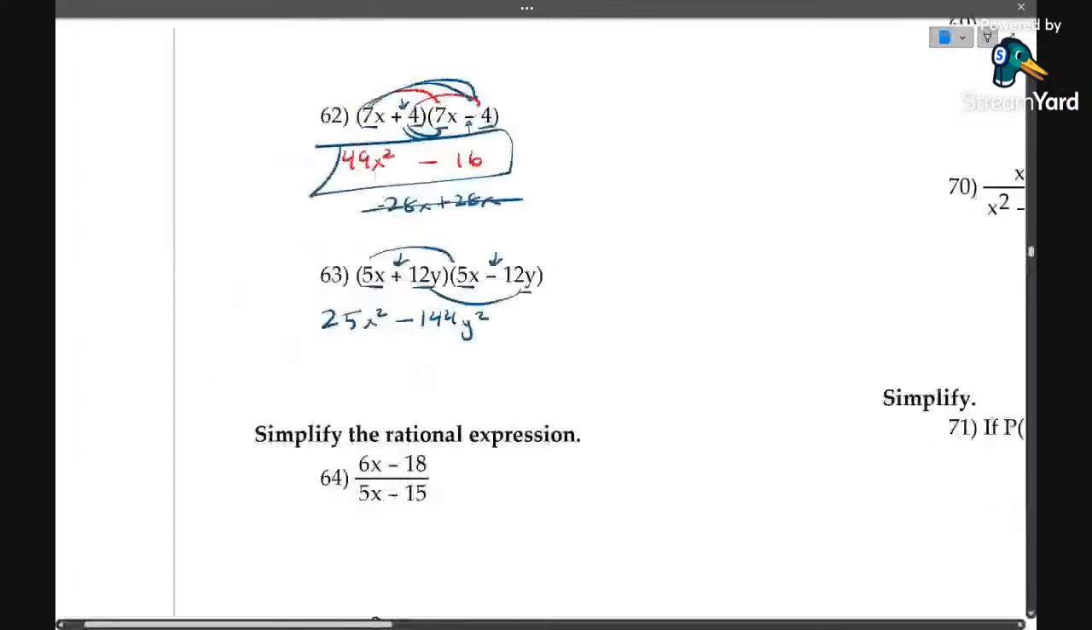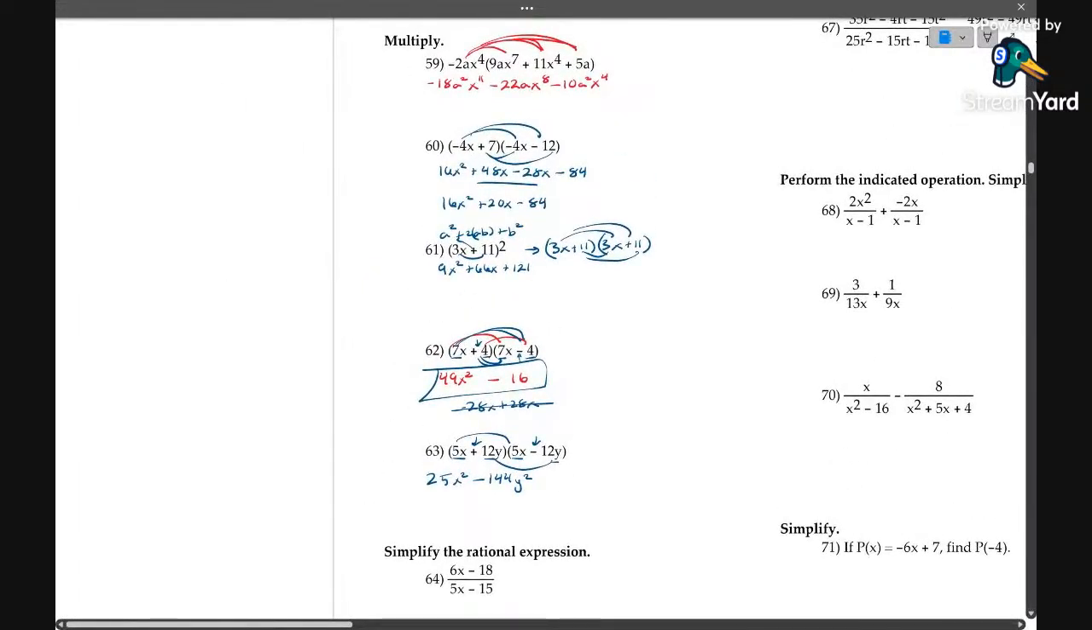Before I move on to simplifying, questions with the multiplying, adding, subtracting polynomials.